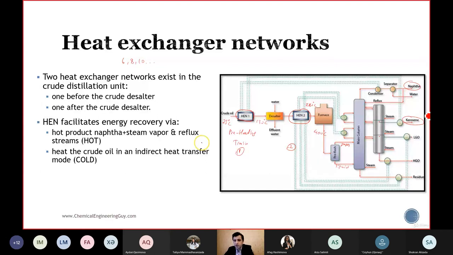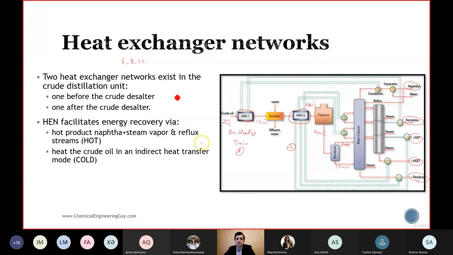We use the heavier products because they have higher specific gravity and higher heat. We use the heavier products to preheat crude to the furnace inlet temperature. We use HGO. You can see the dashed lines. LGO is light gas oil. HGO is heavy gas oil. Gas oil is diesel, light diesel, heavy diesel, and residue.